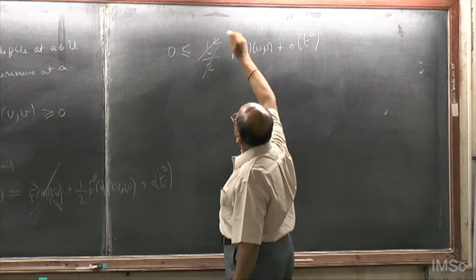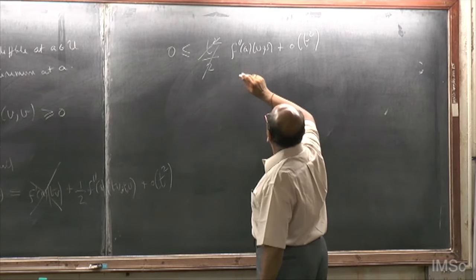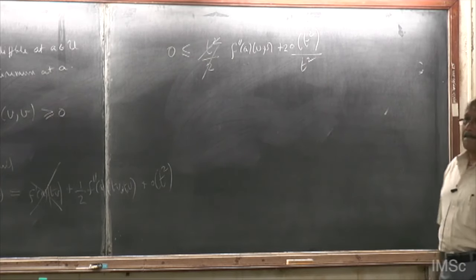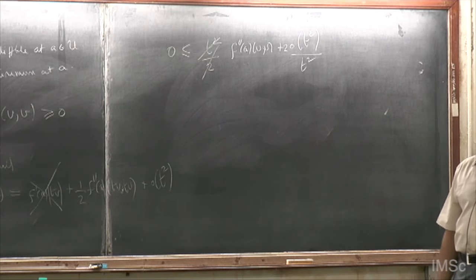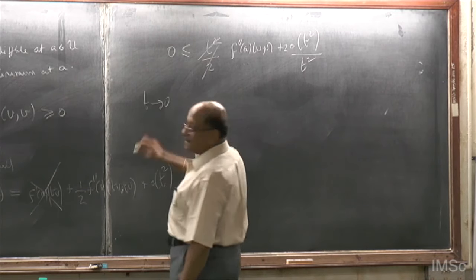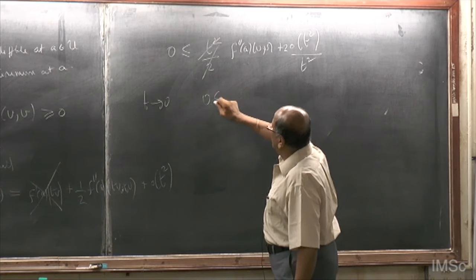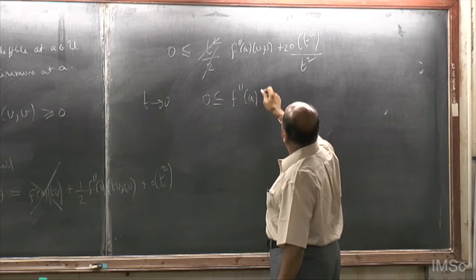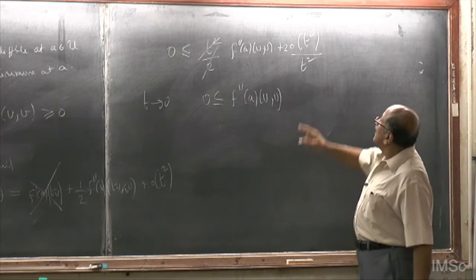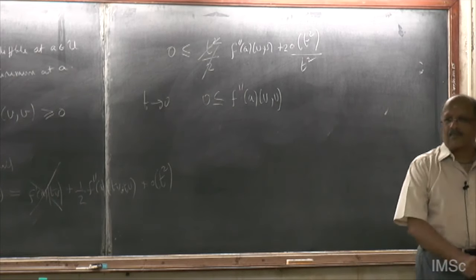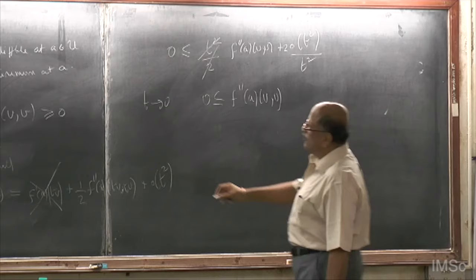Now, divide throughout by t squared by 2. So, this goes off, and this will be 2 times this by t squared. The inequality will not change, since I am dividing by a positive number. Now, let t go to 0. The left hand side is still the same. The right hand side is independent of t. So, this will give you f double dash A(v, v). Definition of little o means this goes to 0. Okay. So, that is what we wanted.